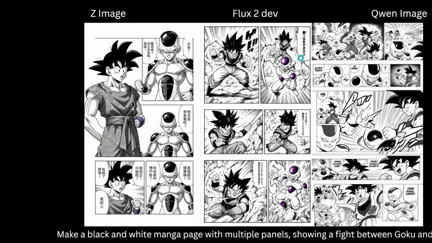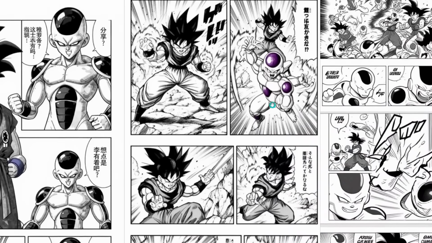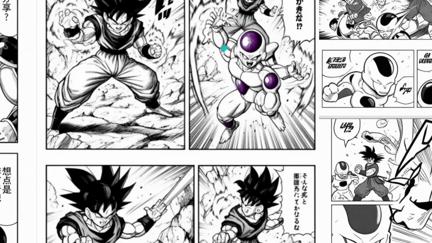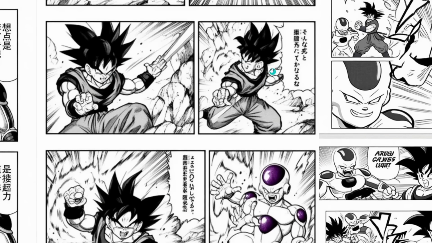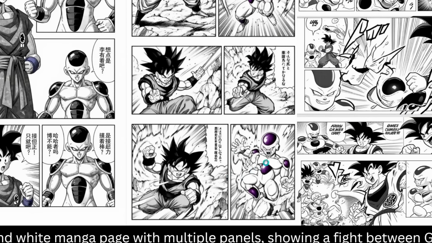And then here is Flux 2 Dev's generation. It does look like they are kind of fighting, so there's more action than Z Image, but the text is messed up and the hands and fingers are all messed up, especially if you look at Frieza. Plus Frieza is colored, which is not good. Here, his face is kind of messed up. There's just noticeably more errors with this generation compared to Z Image.